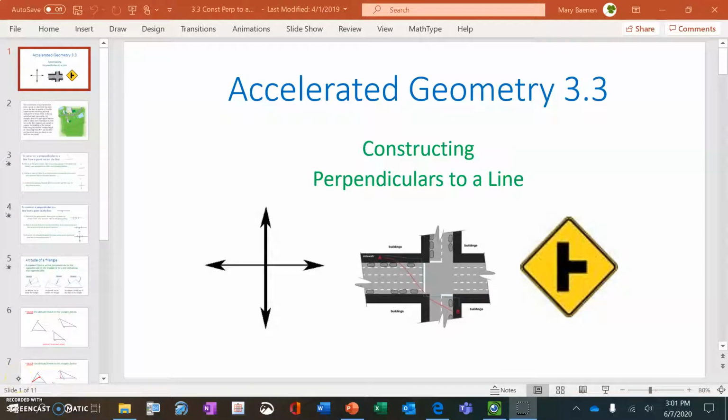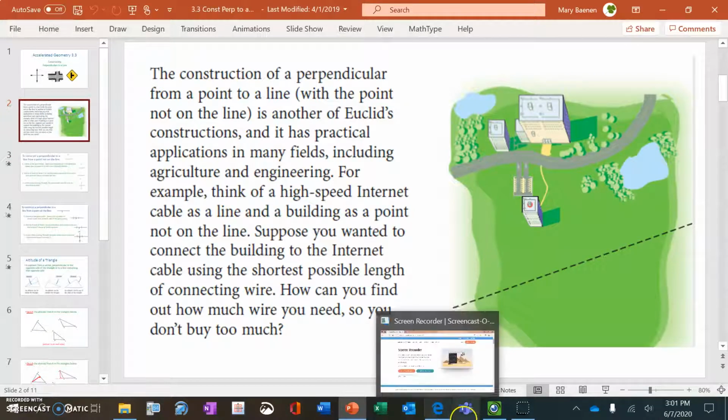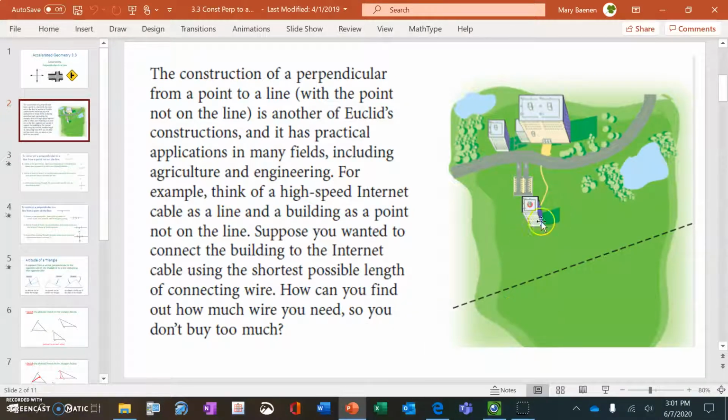This is Accelerated Geometry, Section 3.3, Constructing Perpendiculars to a Line. So sometimes we wonder, why do we want to do some of this stuff? And here is one of the reasons. You want to have the internet cable connected to your house. And it says, suppose you wanted to connect the building to the internet cable using the shortest possible length of connecting wire. How can you find out how much wire you need so you don't buy too much?